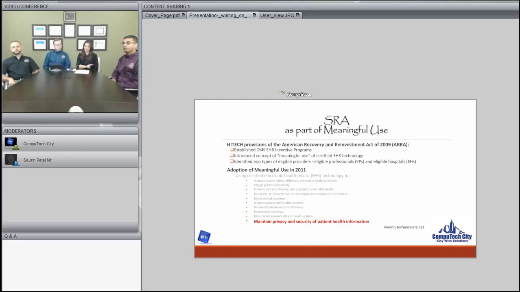There are two identified types of eligible providers. You could either be a provider working in an office or an eligible hospital. They term it EP and EH. So the adoption of meaningful use in 2011 had 10 objectives as highlighted. And I'm sure you've all seen that the first 9 objectives are dealing with patient involvement, patient care, and improving quality of care. But the last objective has to do with maintaining privacy and security of patient health information, or PHI. And this is going to be our focus today.